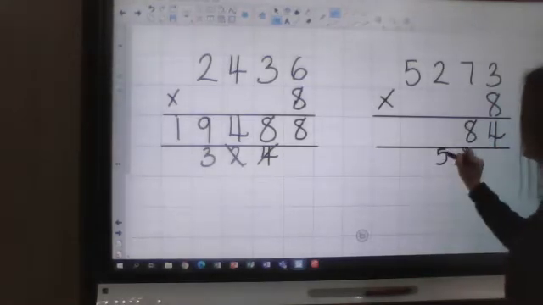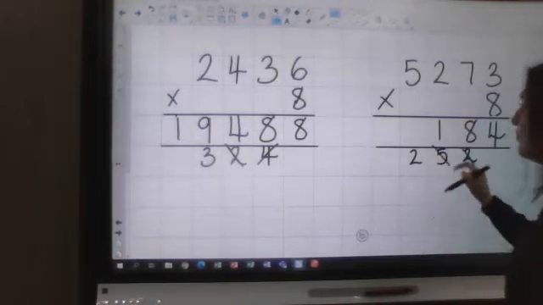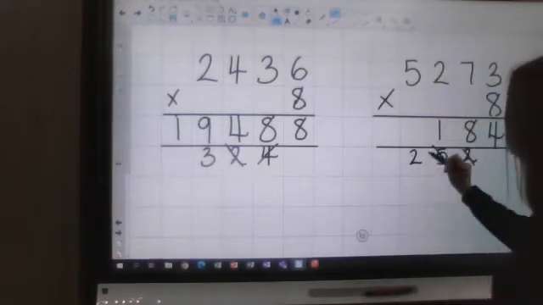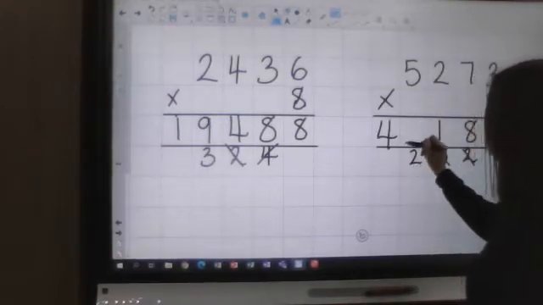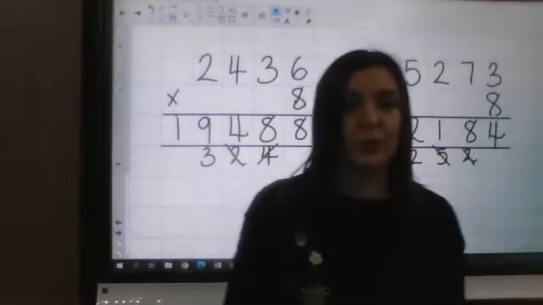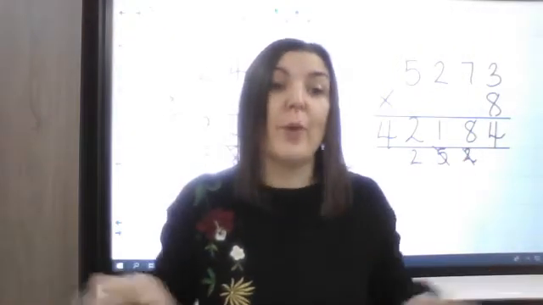2 times 8 is 16, plus 5 is 21. I'm crossing off to make sure that I've added it as well. 5 times 8 is 40, plus 2 is 42. Okay, so you should have 42,184.